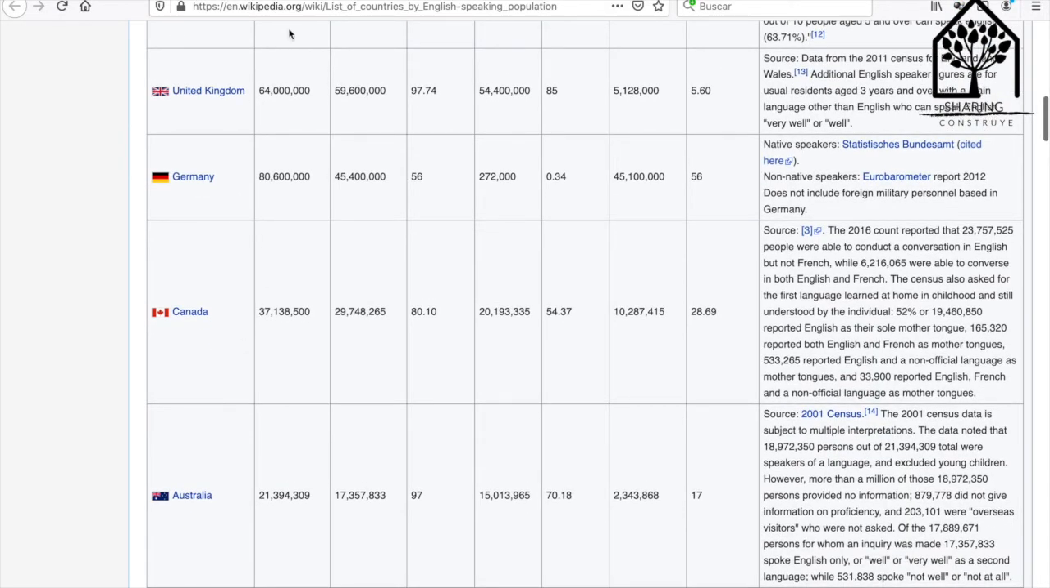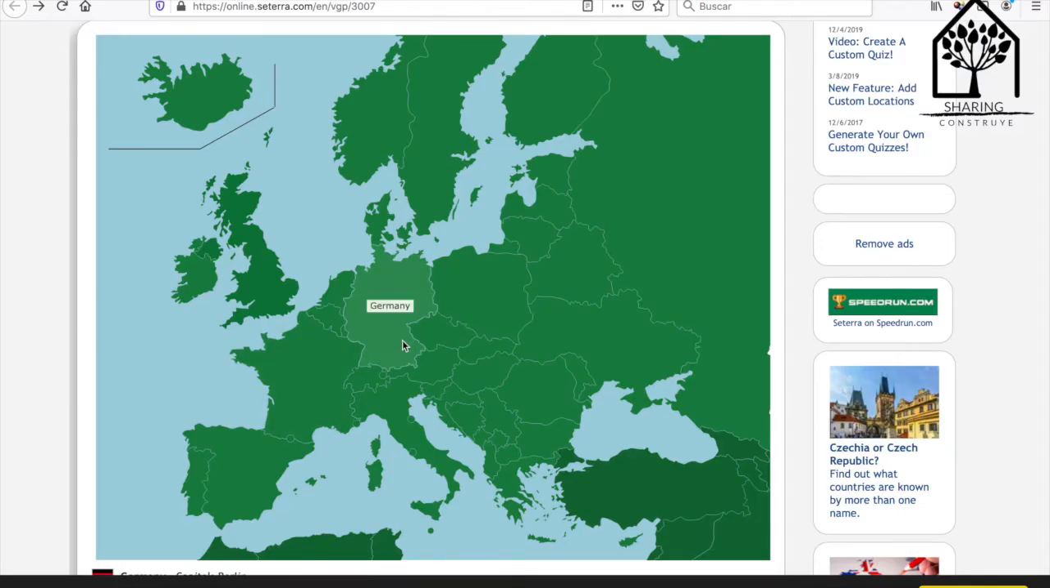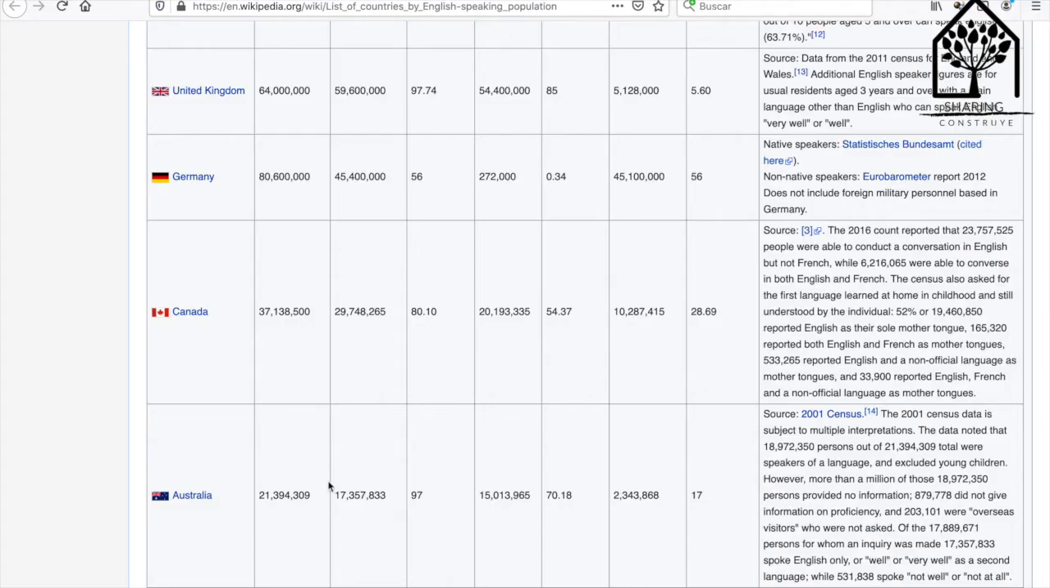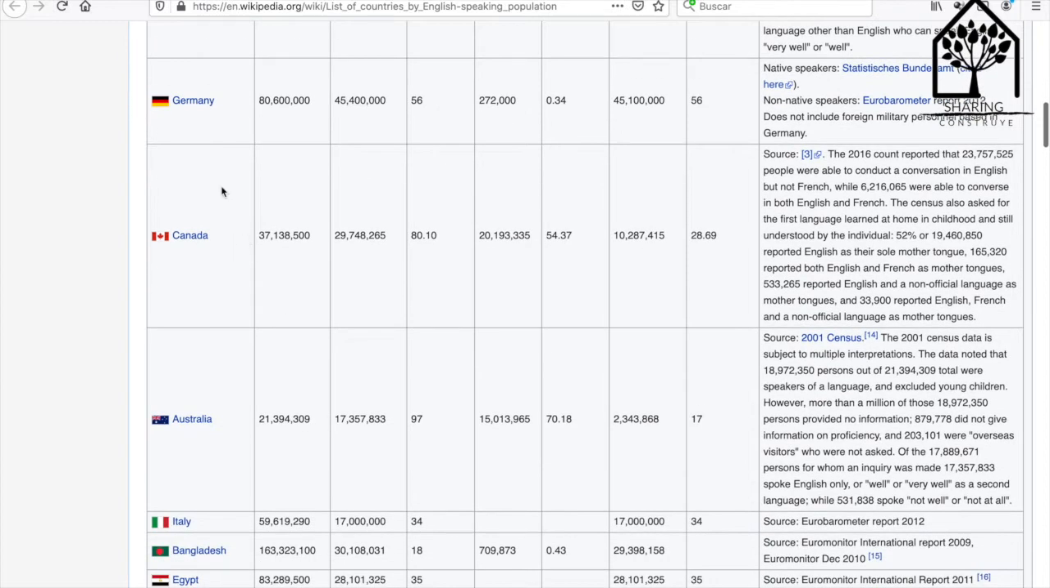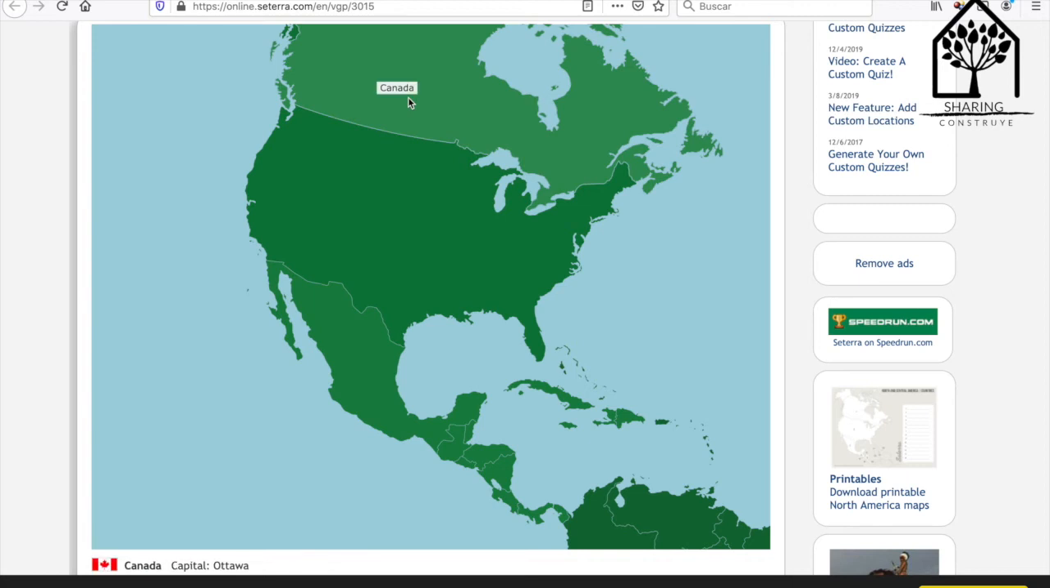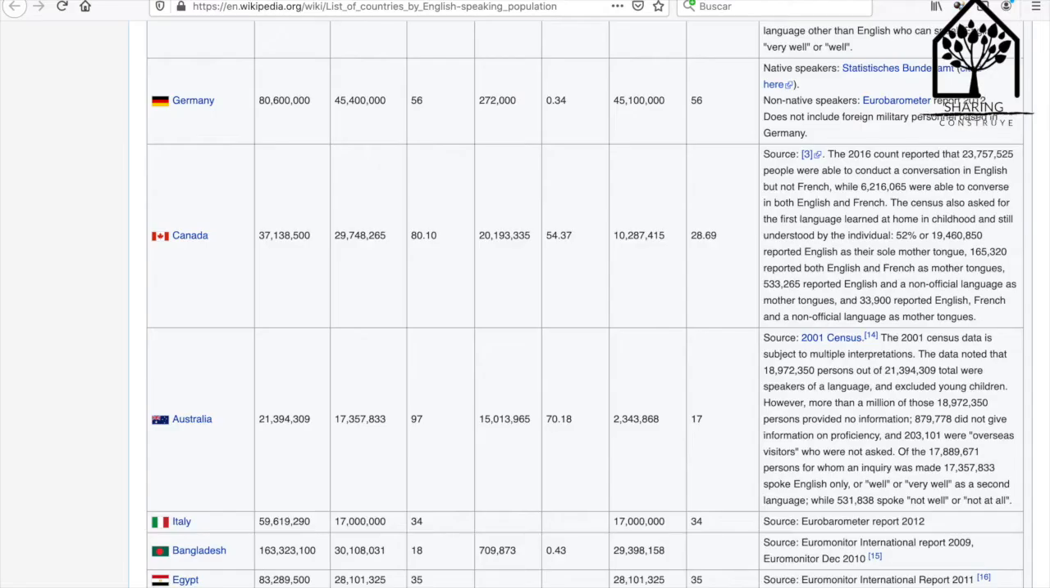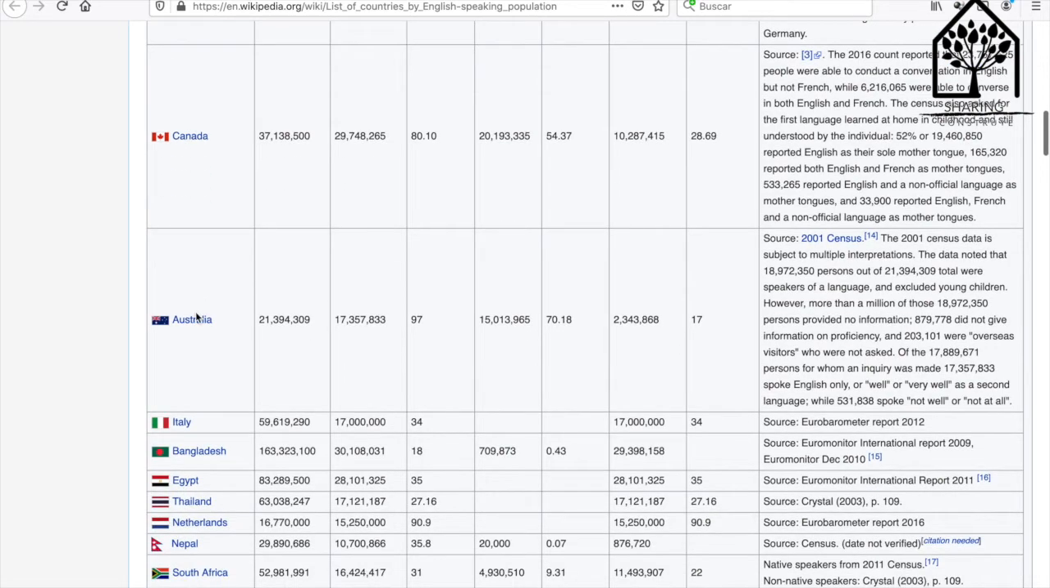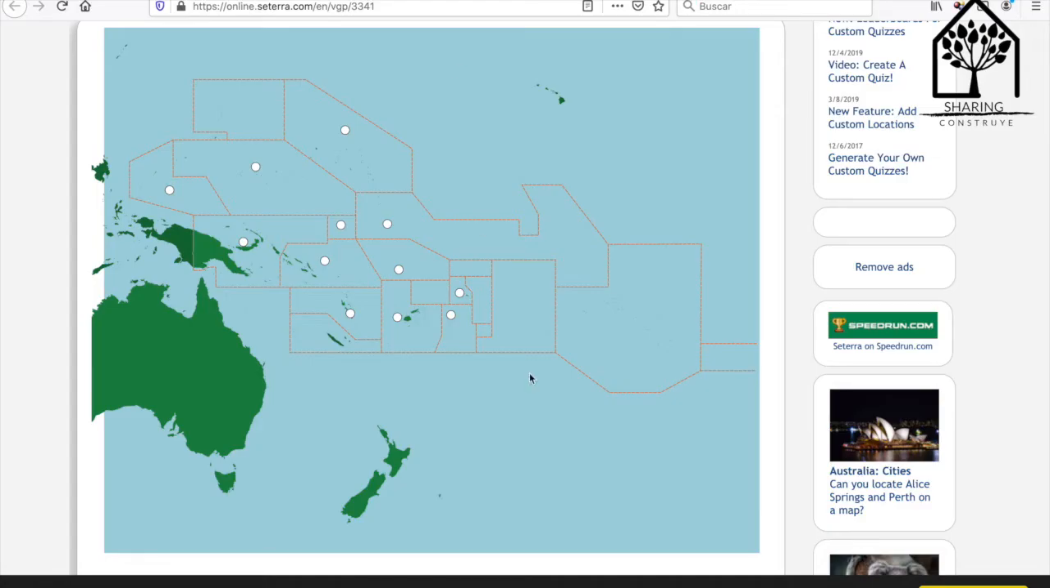Then Germany, this country right here. Canada, the big one here in the north. Australia, in Oceania, here.